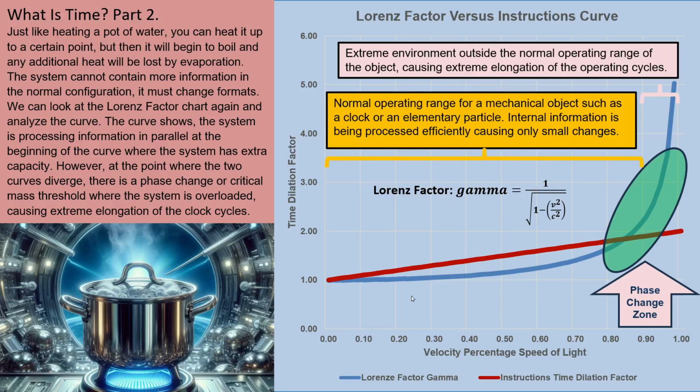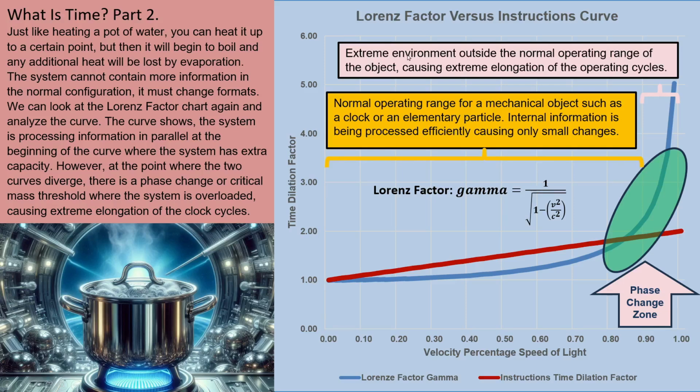If we look at these two curves, they're very similar all the way up until about 90% of the speed of light. And the red curve, of course, is the information systems model, and the blue curve is the Lorentz model given by this formula here, the Lorentz factor. We have a normal operating range for mechanical objects such as a clock or an elementary particle. Information is being processed efficiently, causing only small changes over this range from about 0 to 90% of the speed of light.